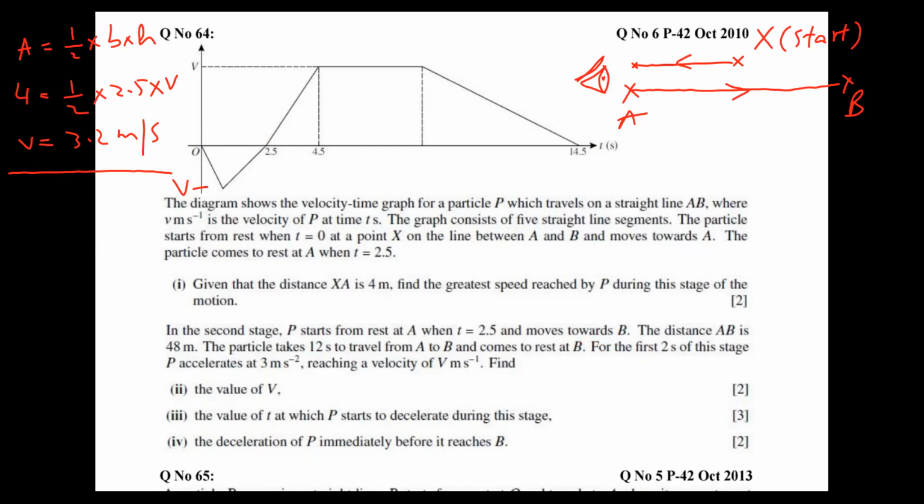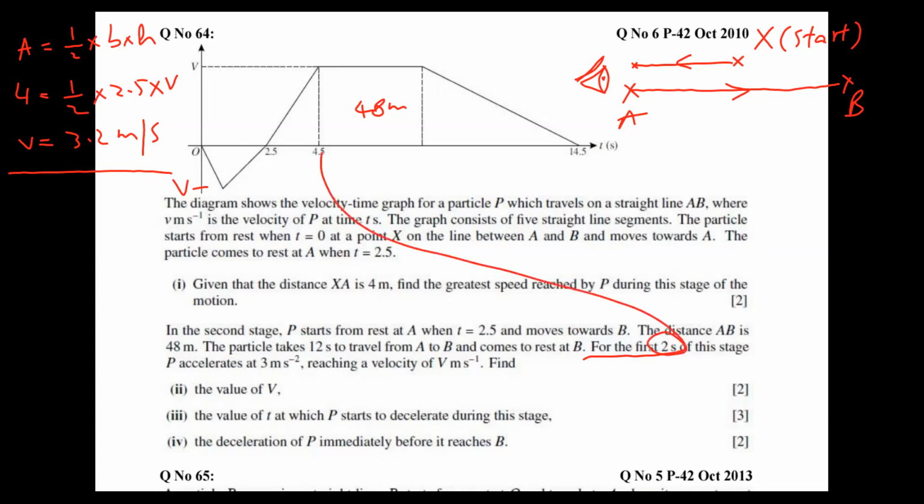The distance from A to B is 48 meters. So this is 48 meters, or the area of the whole trapezium is 48 meters. I can write it here, 48 meters. The time taken is 12 seconds from A to B. It means check from here till here. If you subtract 2.5 from 14.5, you get 12. So the same time is stated, and it rests at B. So this is point B.